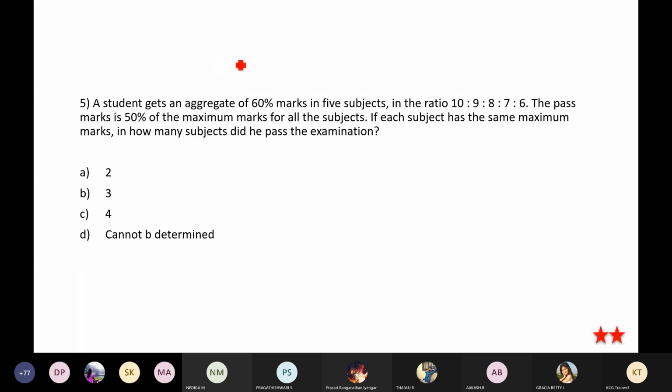Okay, just assume the maximum marks per subject is equal to 100 marks. If that is the case, can you guys tell me what's the total marks in all the 5 subjects together? If I assume 100 as the maximum marks per subject, what is the total marks in all 5 subjects put together? 500, yes.